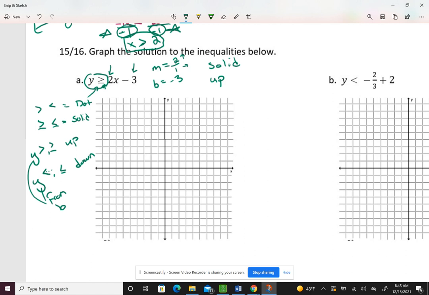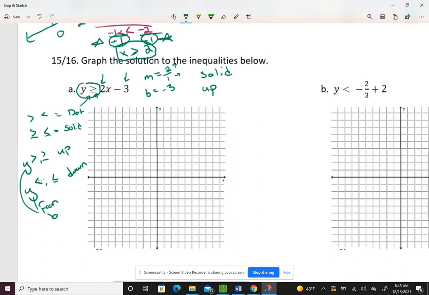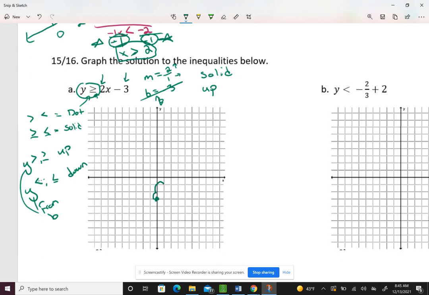Once you have those, now we just begin. So I'm going to begin at -3. We're going to put my dot. And then from here, it tells me to go, and remember, B goes up or down, guys. So pay attention to that. And then we're going to go up 2, over 1. So there's my dot there.